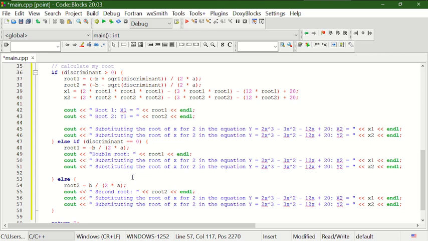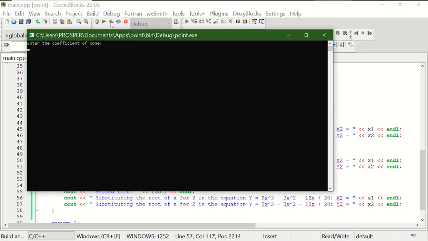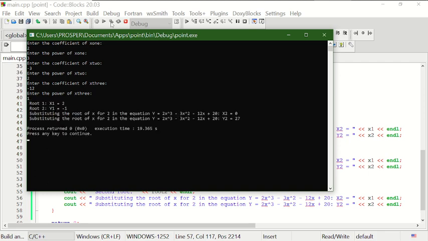So at this point we can try to test our program. Let's try to test our program before we run it. So let's save this, let's build and run. We enter the coefficient of x, so it was 2, the power was 2, the other one was minus 3, the power was 2, the coefficient was minus 12, the power was 1. So 2, minus 1, 0, and 27.